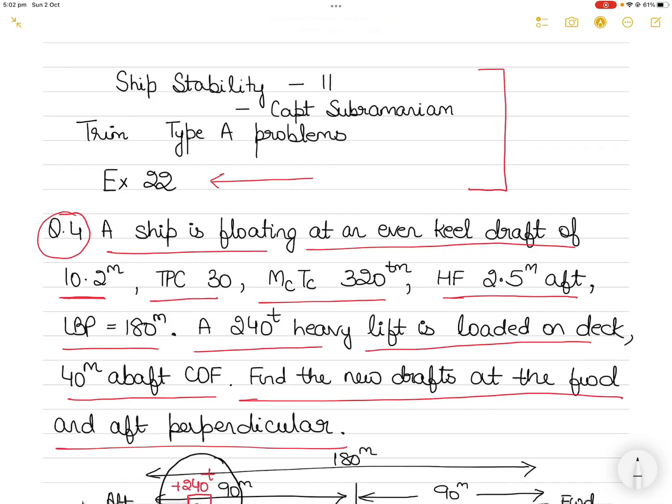Watch all the videos of this particular exercise to get a good understanding of these types of problems. Because even if the numbers are different in the questions posed to you in the exam, you can still solve it. Thank you.